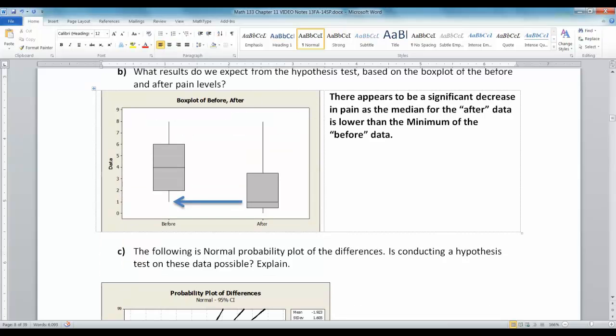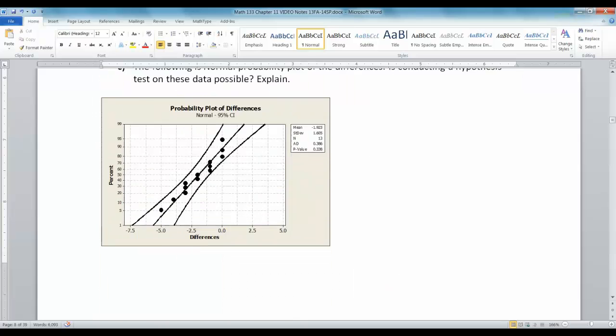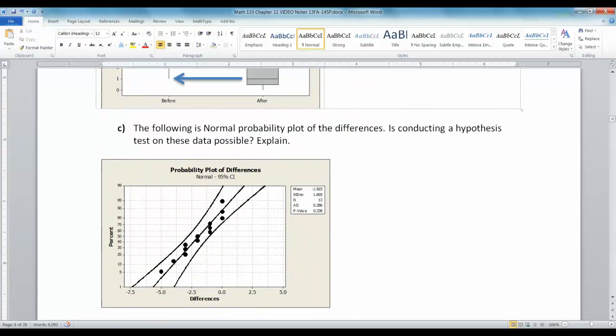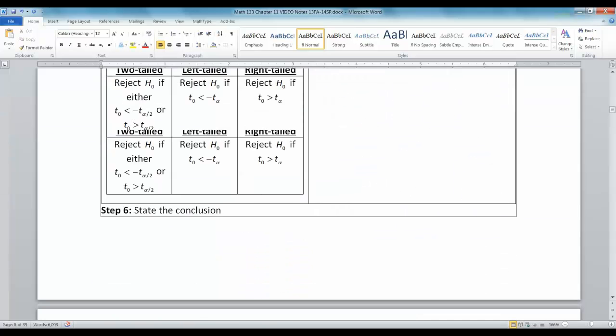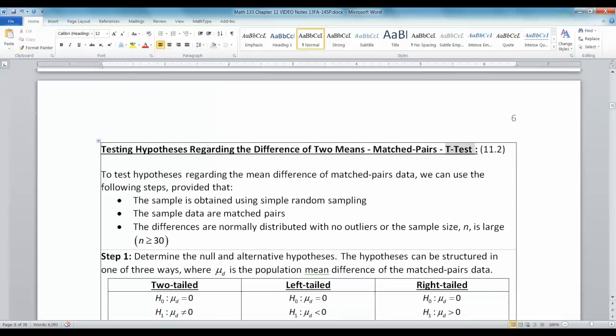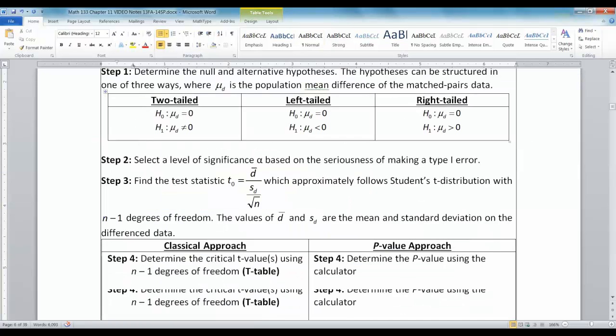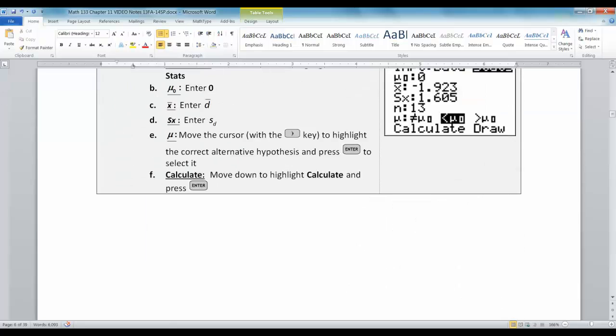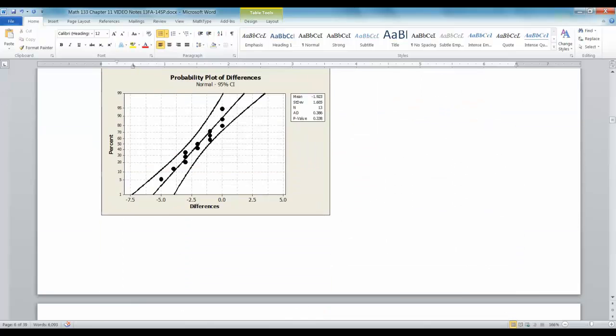All right, so now look at the following normal probability plot of the differences. Is conducting a hypothesis test on these data possible? Explain. Well, remember, to conduct a hypothesis test, let me go back here a minute, you have to have simple random sampling, which we have, sample or matched pairs, which we have, and then the differences are either normally distributed or your sample size is large. Well, we don't have a large sample size, so we need to know that it's normally distributed, and that's why we need this graph down here.